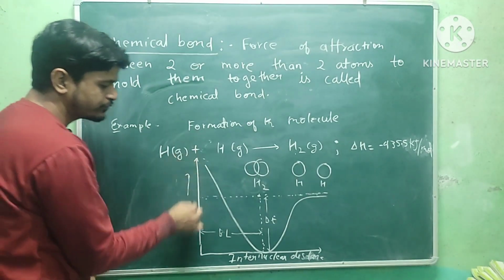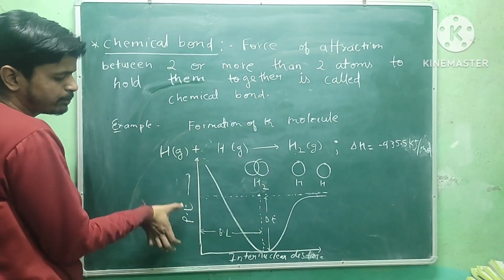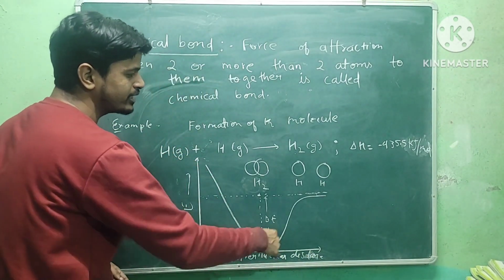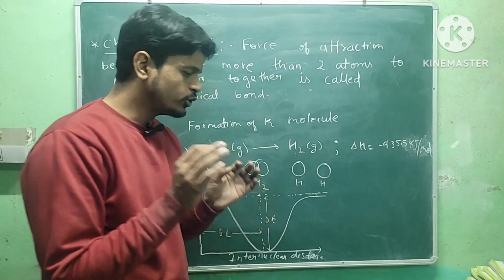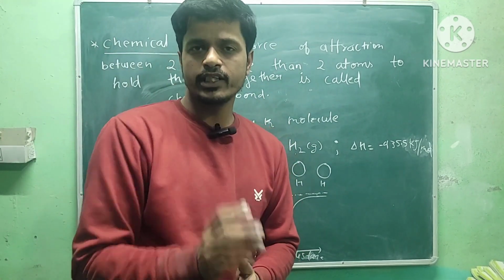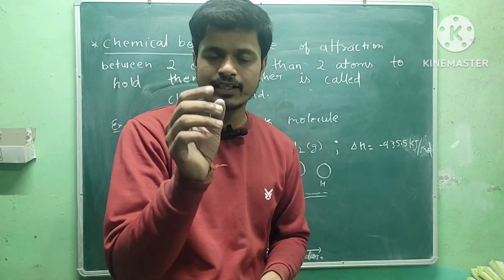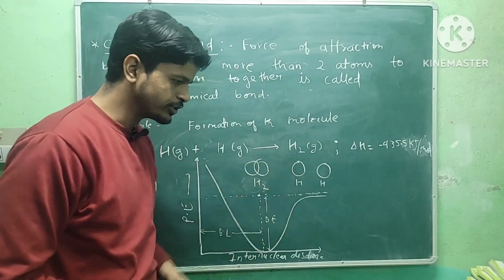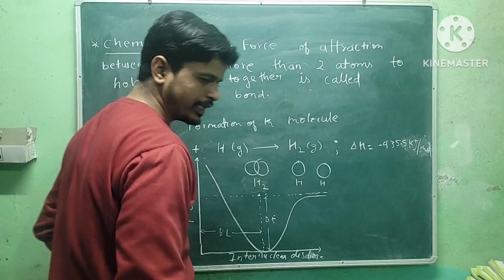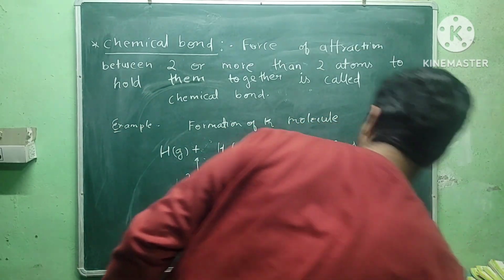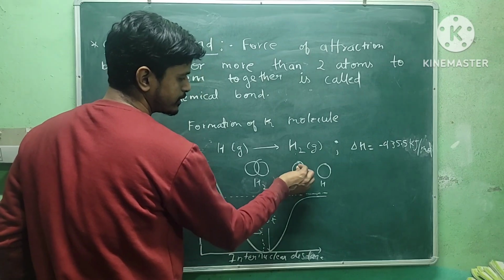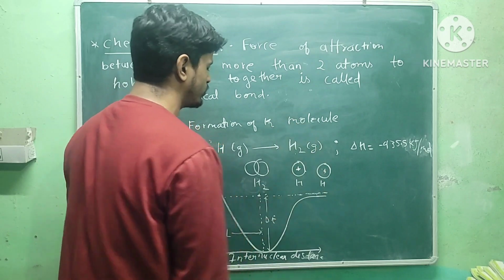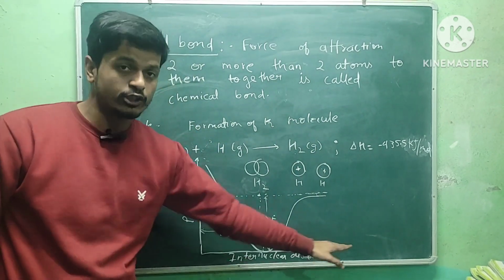Here, the graph has two axes. One axis represents the potential energy of atoms, and the other axis represents the internuclear distance. Internuclear distance means, you know that an atom contains a nucleus which contains protons and neutrons, and electrons revolve around that. A simple model of an atom. Here is hydrogen, and if this is one nucleus and this is the other nucleus, then the distance between these two nuclei is the internuclear distance.